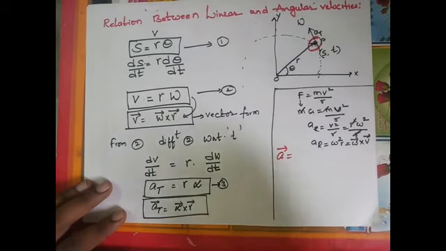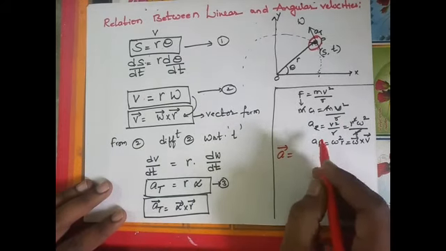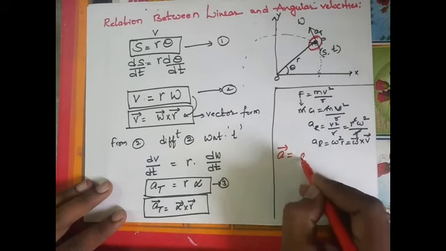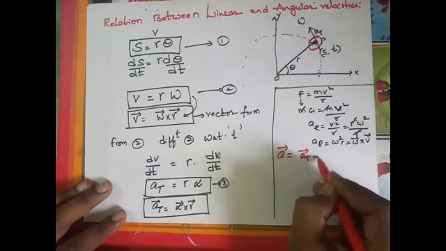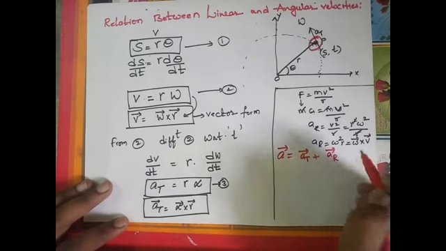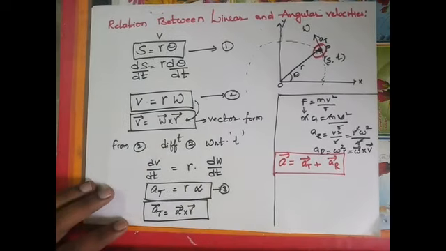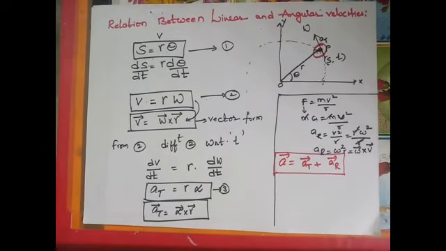Now the total acceleration of this rotating body can be written as a bar equal to tangential acceleration plus radial acceleration. This is our required acceleration of the rotating body. So these are our required formulas.